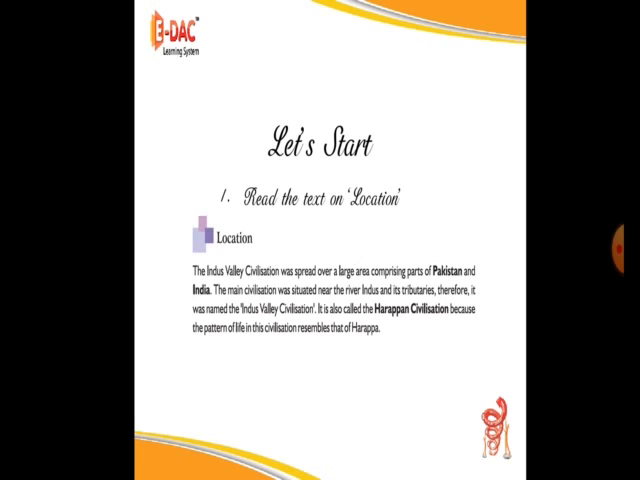Let's start. Read the text on location. Where exactly was the Indus Valley civilization located? The Indus Valley civilization was spread over a large area comprising parts of Pakistan and India. The main civilization was situated near the river Indus and its tributaries. Therefore, it was named the Indus Valley civilization. It is also called the Harappan civilization because the pattern of life in this civilization resembles that of Harappa.